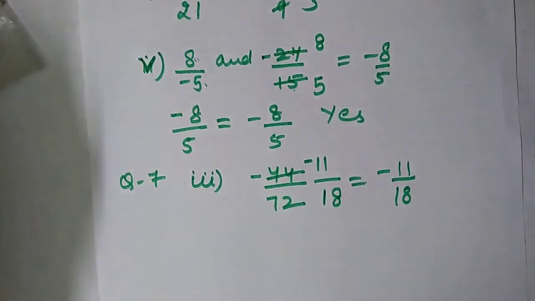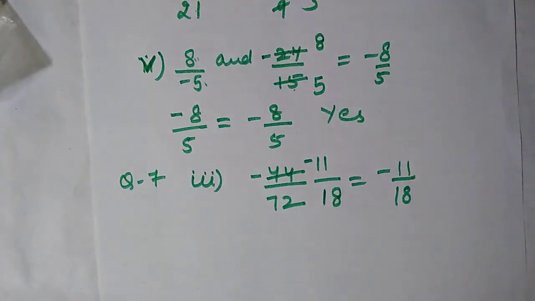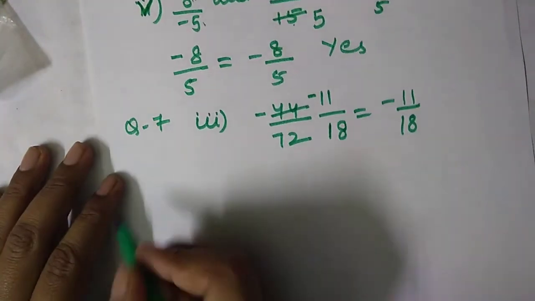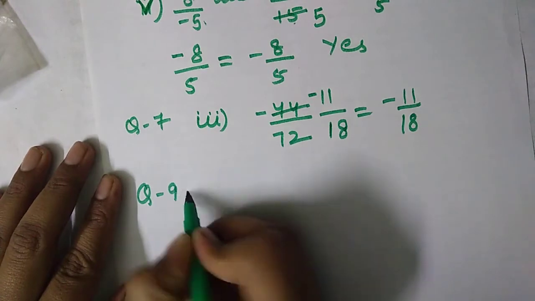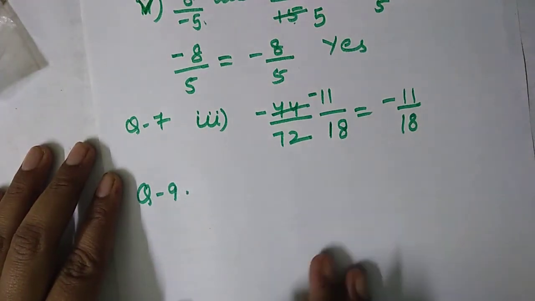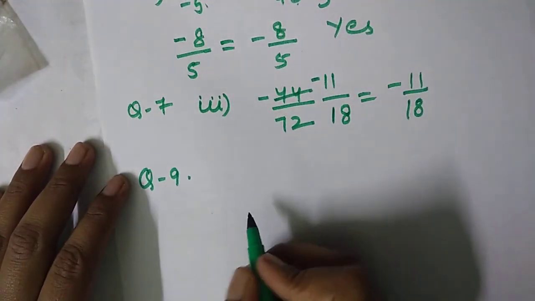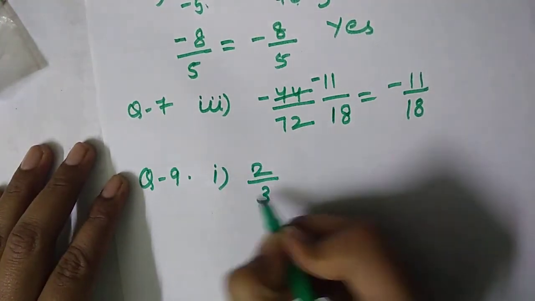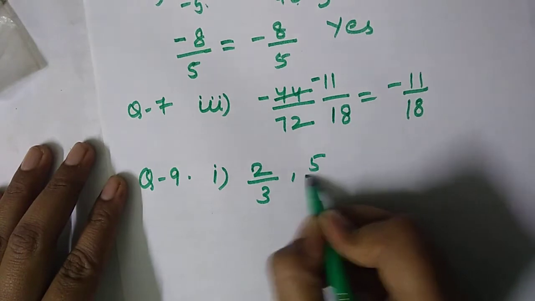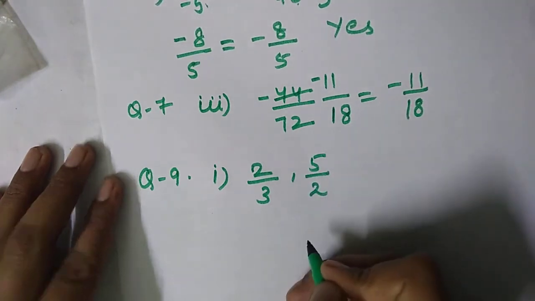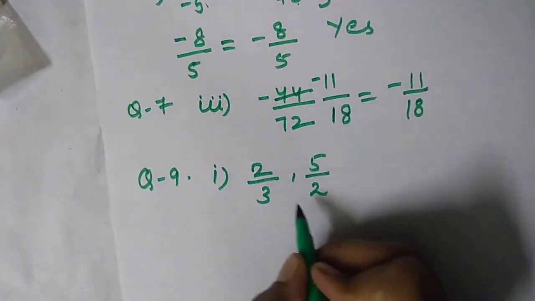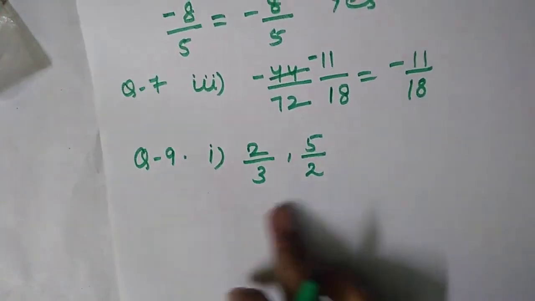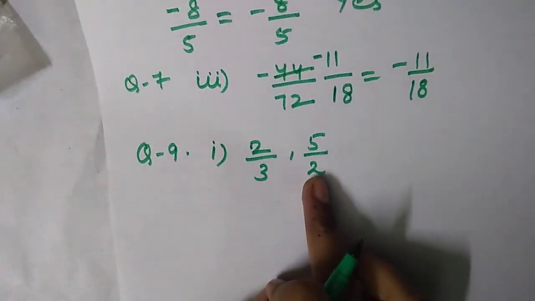Question number 8 I have already explained. Now question number 9. In question number 9 also you have to tell which is greater. So I am explaining the first part, which is greater. You have to follow the same procedure as in question number 8. For that you have to take the LCM of the denominators.